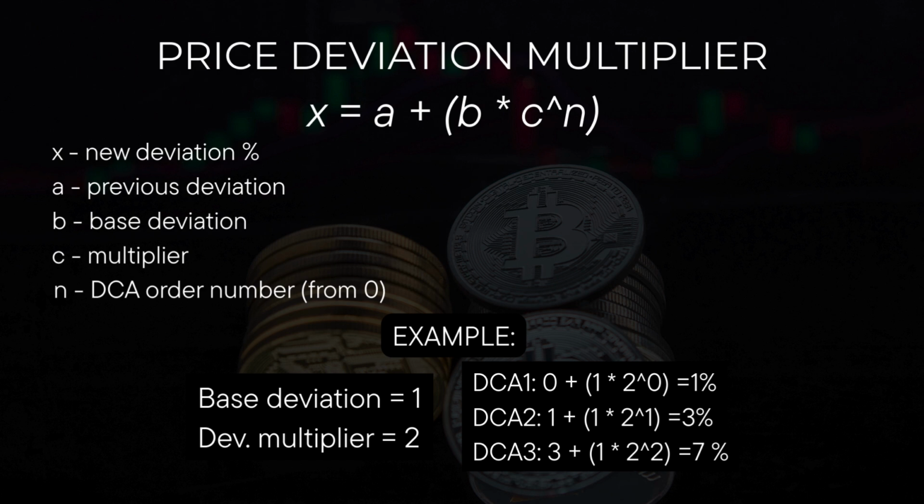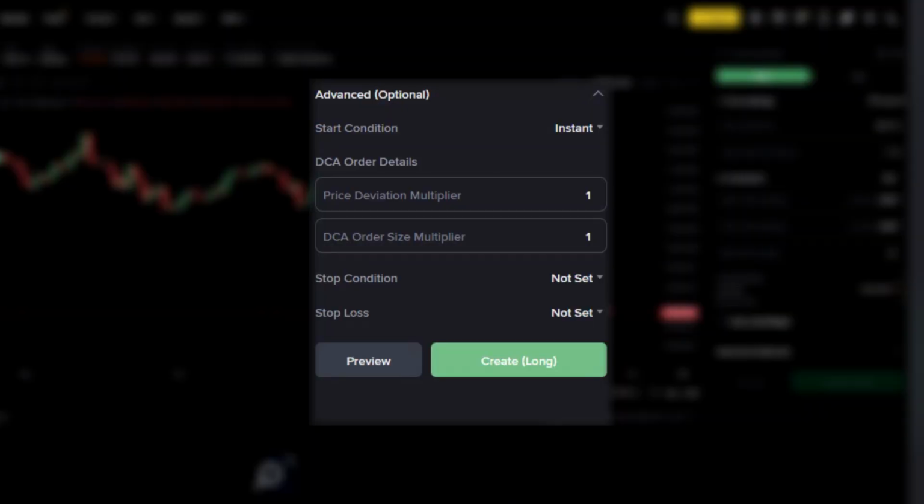So with this formula, if we set the deviation multiplier at 2 with the base deviation of 1%, it will look like this. The first DCA order will be placed at 1% price deviation, the second at 3% and the third at 7%. You can also set the multiplier for the size of the DCA orders, which makes each subsequent DCA order larger or smaller than the previous one.